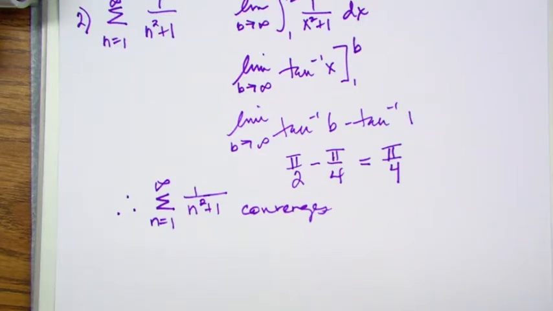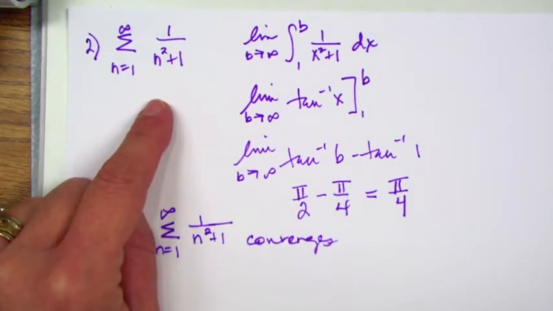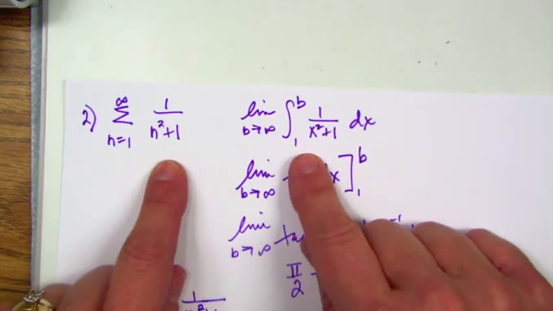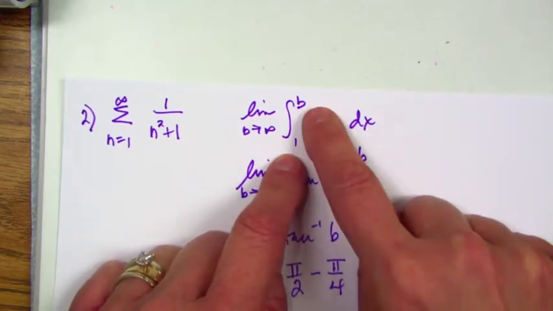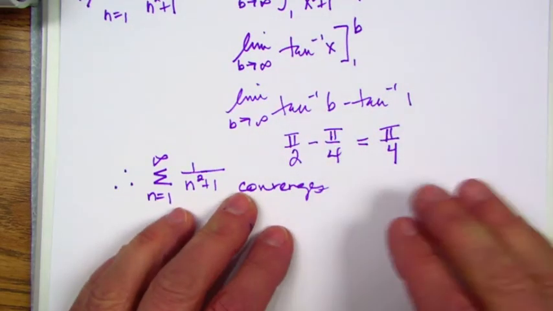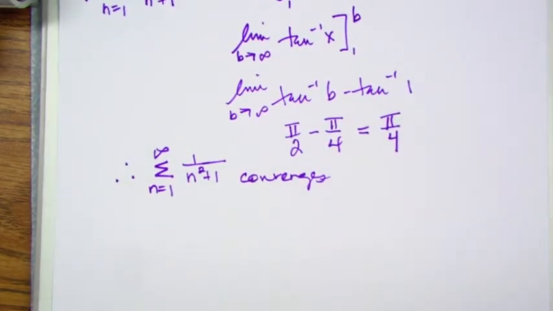No. All I know at this point is that the area between this curve and the x-axis from 1 to b is pi fourths, as the limit as b approaches infinity. So that means the curve is approaching the x-axis at a fast enough rate that y essentially becomes 0. So there's no longer any numbers to add to the series. So I can say that the series converges.